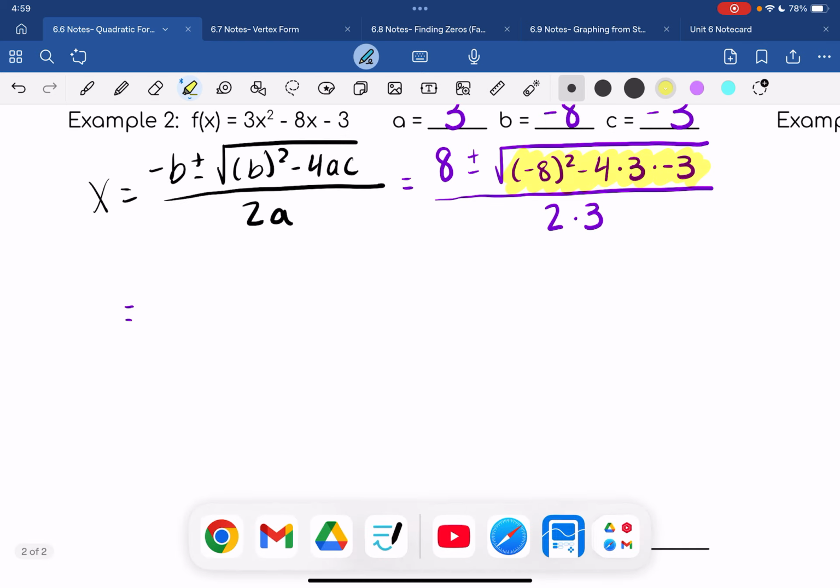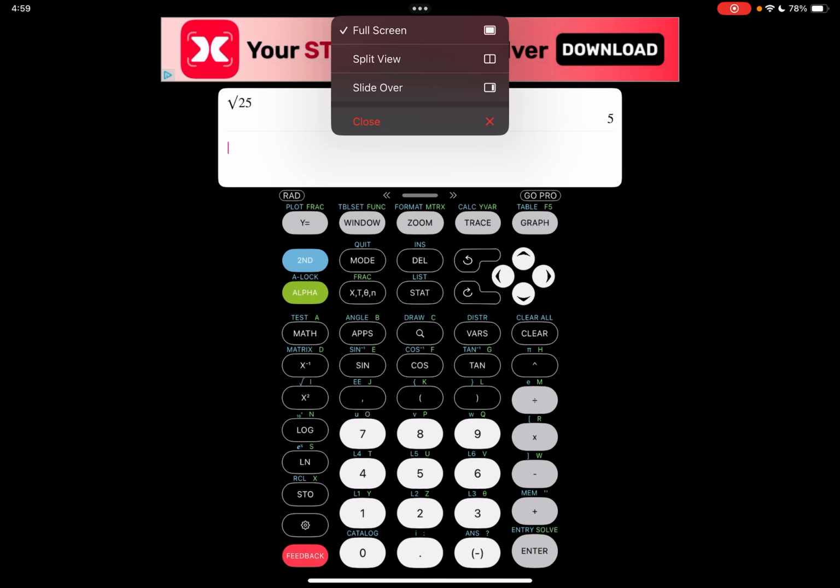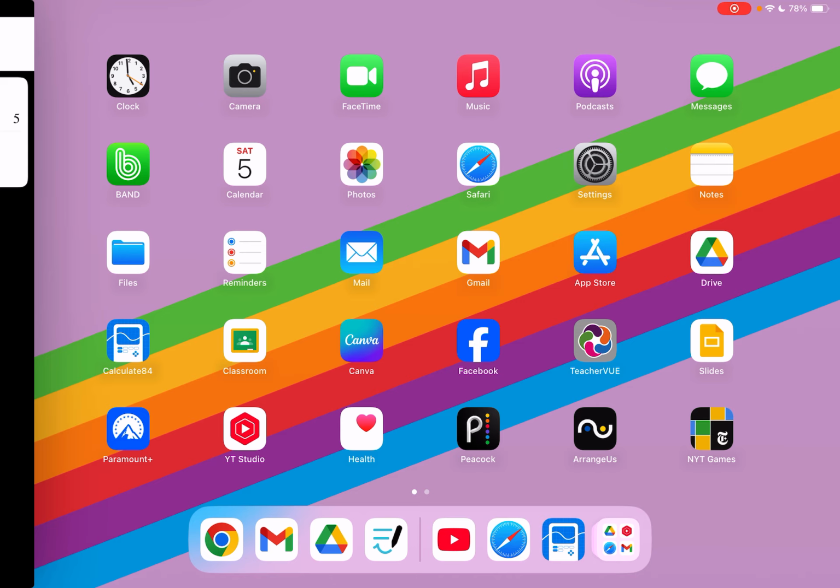Did I close out of my calculator? Yes, I did. Why do I keep doing that? Should figure this out by now.